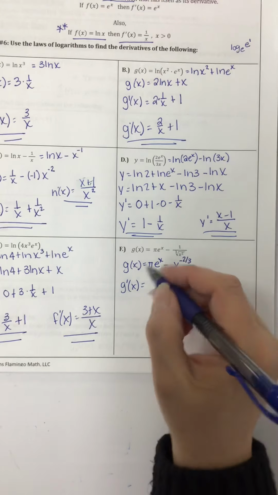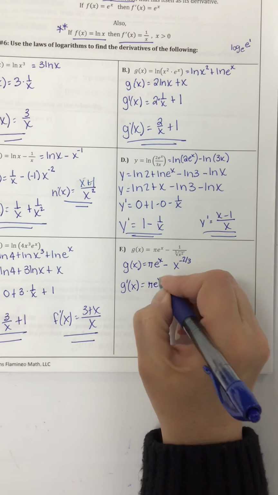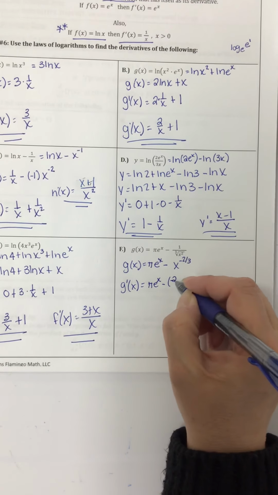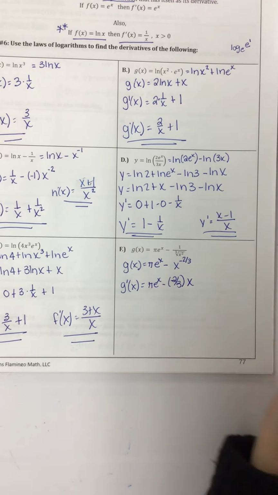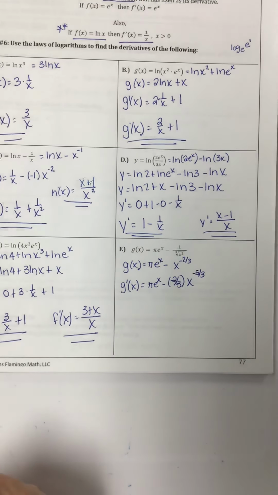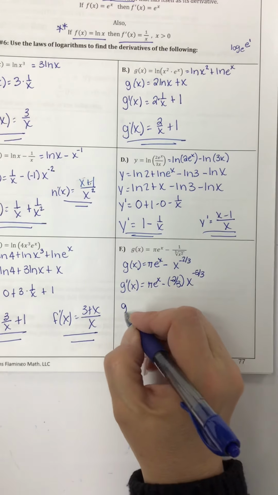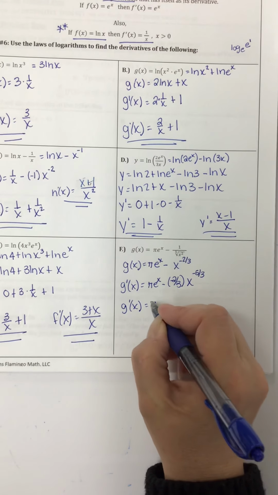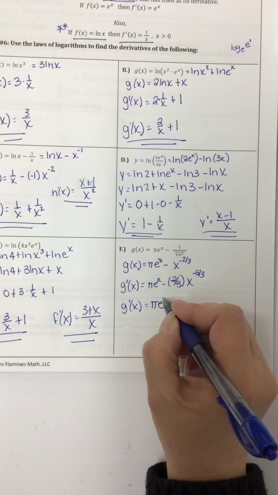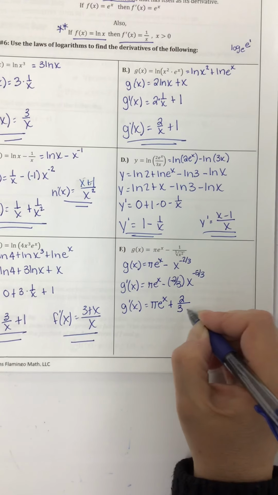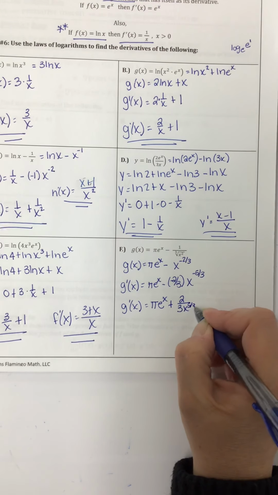It's that one function that it remains the same. So pi e to the x is going to stay pi e to the x. But then here I bring down my negative 2/3 and I subtract 1, so I'm subtracting 3/3. So that'd give me negative 5/3, wouldn't it? So the derivative of g of x is pi e to the x plus 2 over 3x to the 5/3.